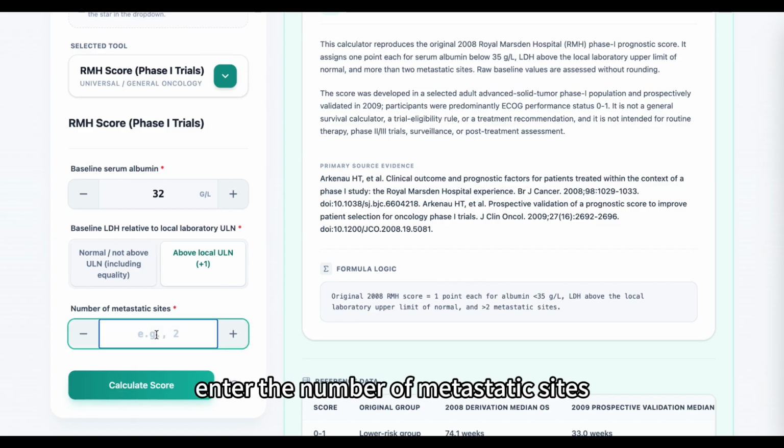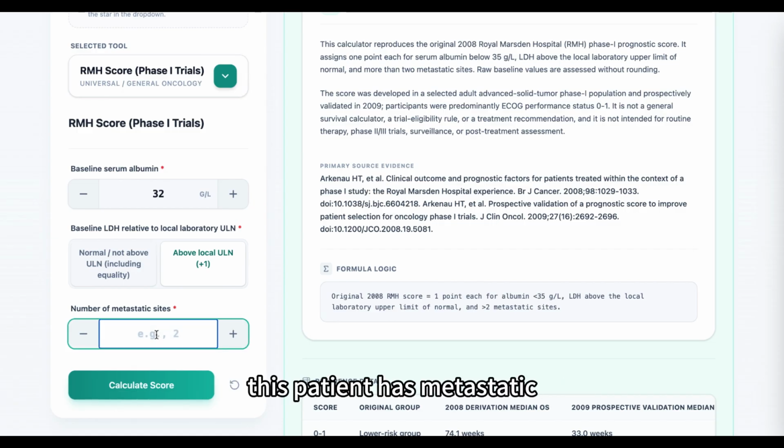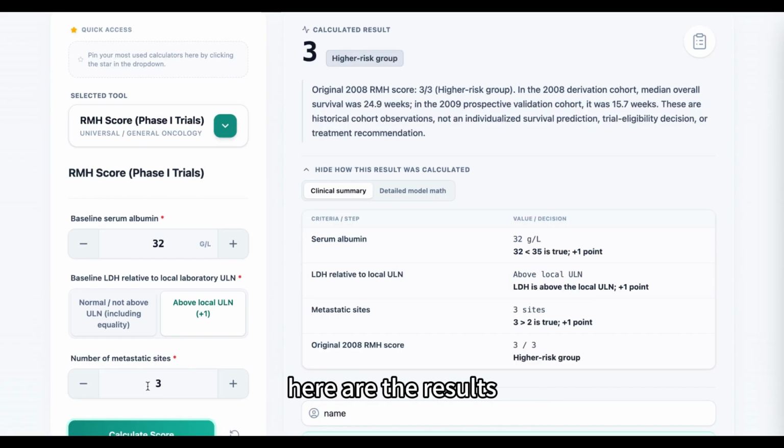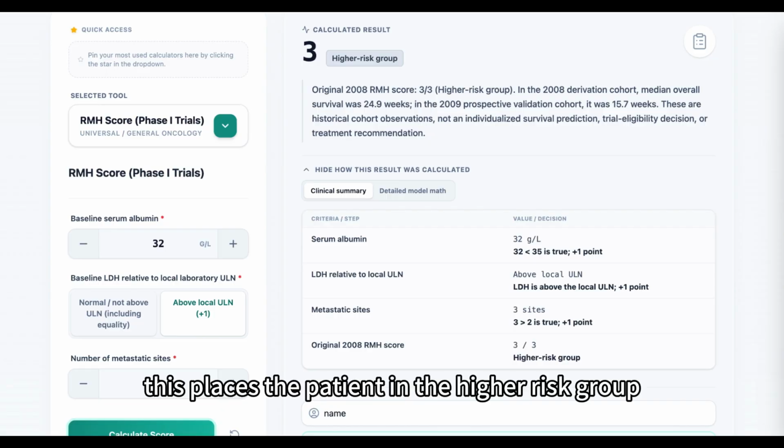Finally, enter the number of metastatic sites. This patient has metastatic disease involving 3 sites. We'll enter 3. Now click Calculate Score. Here are the results. The RMH score is 3 out of 3. This places the patient in the higher risk group.